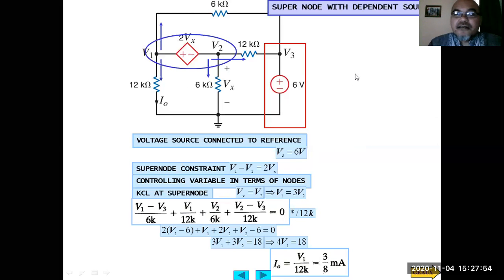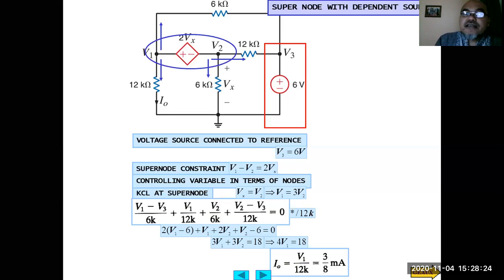Express, write down the equation of the known independent source here. Then develop the supernode. Then also write the constraint equation describing that supernode, if any. In this case, V1 minus V2 equals negative 2Vx. In the previous case, it is an independent known source, so we write it down in terms of the known independent voltage source inside that supernode.